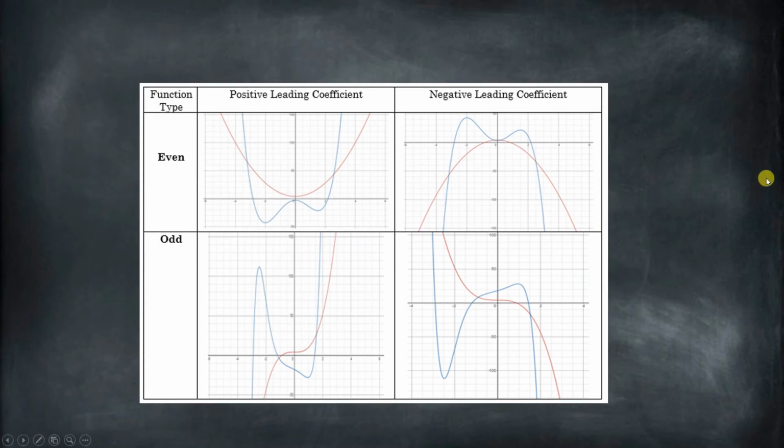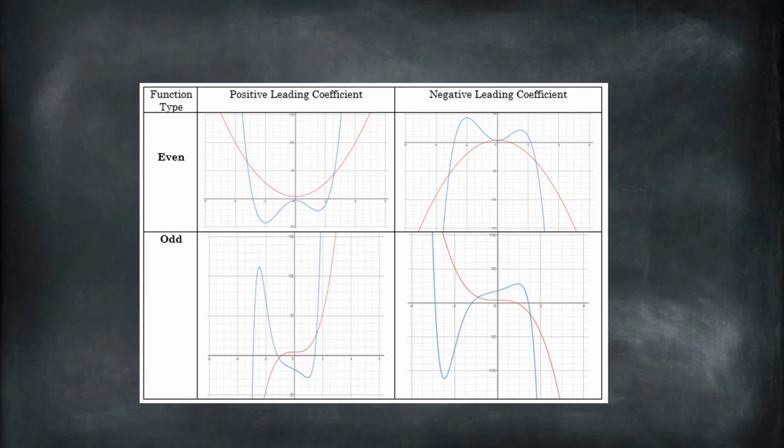You can find these all over the internet. You can just go to your good old friend Google and type in polynomial function end behavior, and you're going to get some chart like this. I'll put a link in the description below to my website where you can find some notes and all kinds of stuff, including this chart that'll really help you to understand. But it's a good reference.